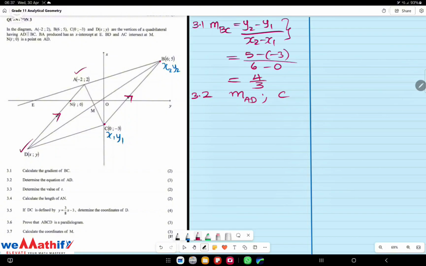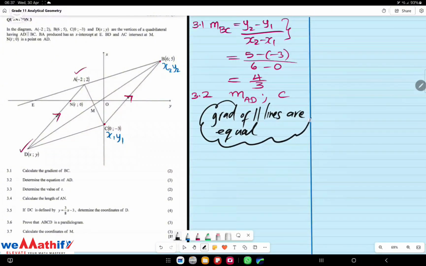Now, fortunately, this time around, they made it easy for us because we're told that AD is parallel to BC, and we know that gradients of parallel lines are equal. This is important. So basically, the gradient of AD is equal to the gradient of BC, which is 4/3. Now I'm going to label that only other point which is on AD, and I'm going to substitute everything into y is equal to mx plus c.